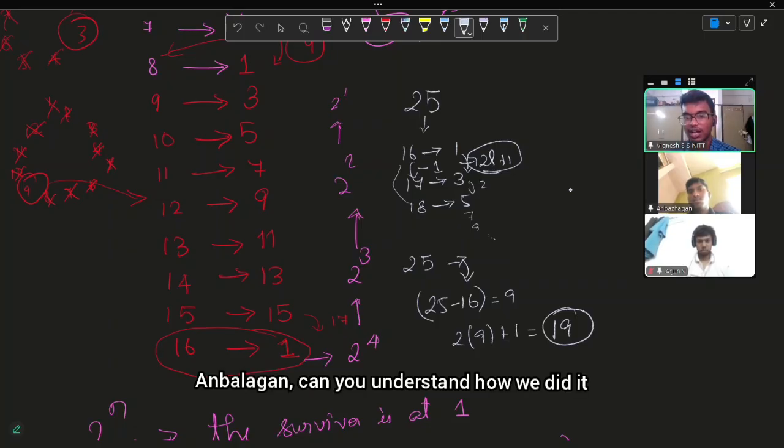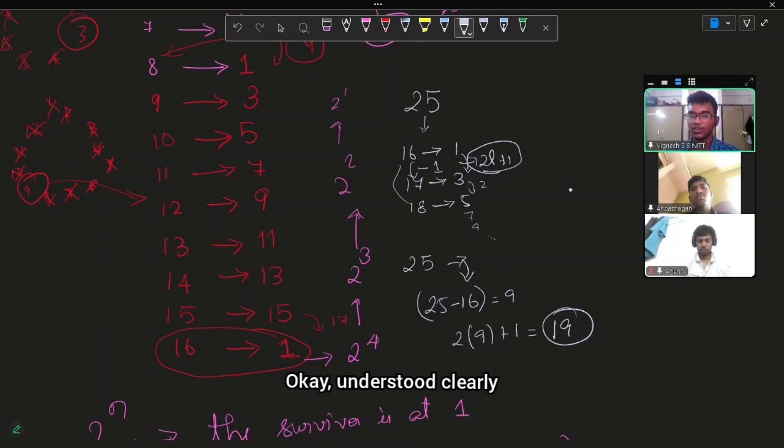Anbazhagan, can you understand how we did it? Or should I explain again? Yes. Okay, you understood clearly.